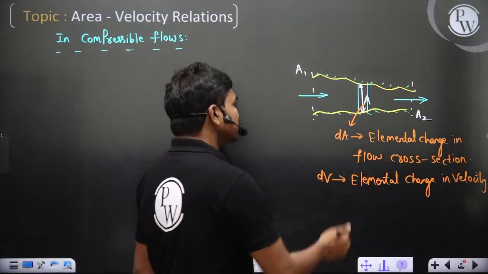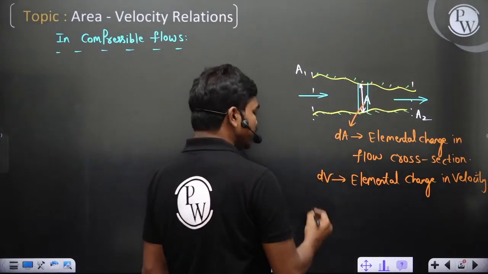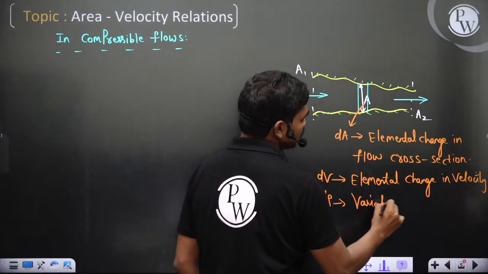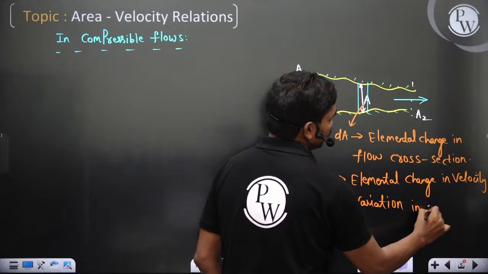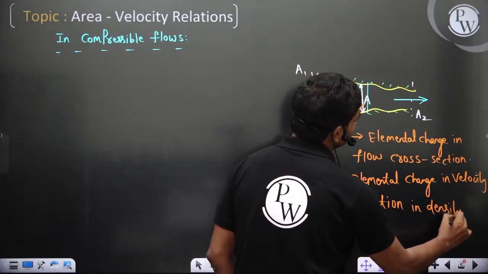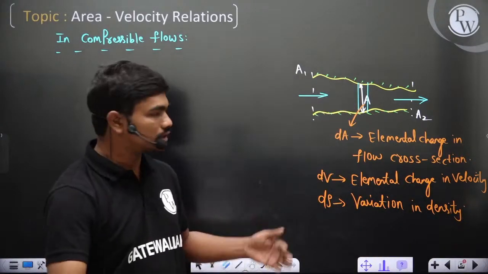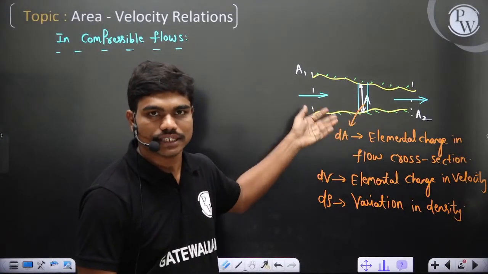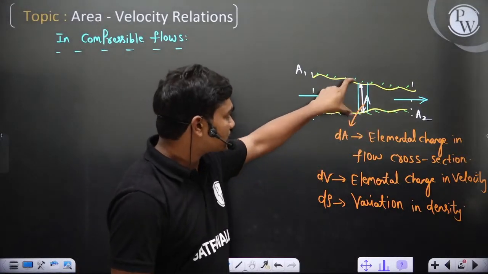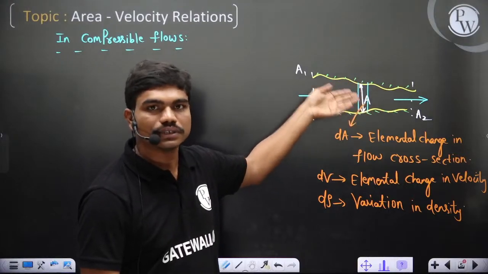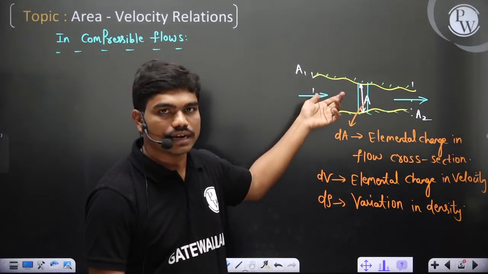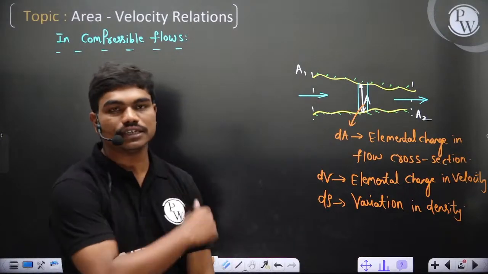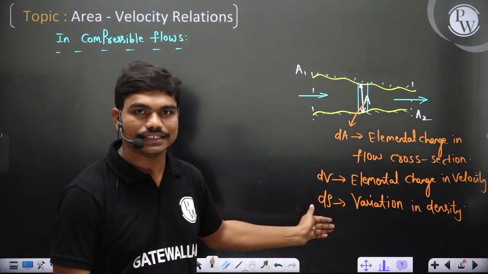Clearly, since this flow is compressible, because of this flow effect, density also changes. So dρ is the variation in density. Because it's a compressible flow, mass flow is constant, ρ into A into V. Because of this change in area, velocity will change, and since the flow is compressible, density can also change. So let's say dA, dV, dρ are the changes in area of cross section, velocity and density in the flow.